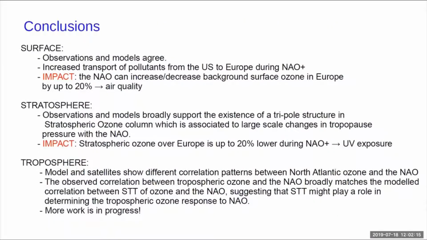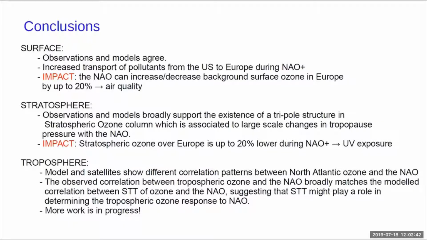Okay, conclusions. So for the surface, the observations and the models agree. There's an increased transport of pollutant from the US. We think this is the main mechanism to Europe during the positive phase of the NAO. There's an impact on European background ozone of up to 20% higher during a positive NAO phase. This could have repercussions for air quality.